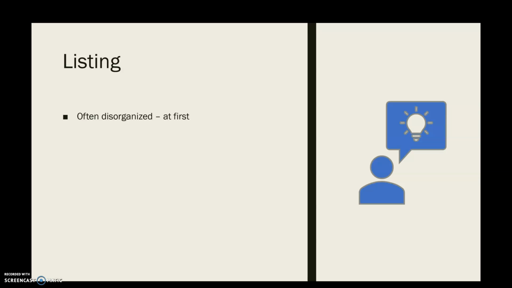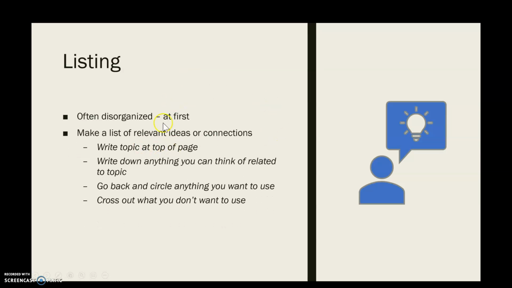You often start out with just a bunch of ideas that may or may not be related, and then you go back and you organize them to make them a little closer to an outline for the speech that you're going to give. So the first step is to make a list of relevant ideas or connections. So it can help to write the topic at the top of the page and then write down anything you can think of that's related to the topic. And then go back and circle anything you want to use and cross out what you don't want to use.